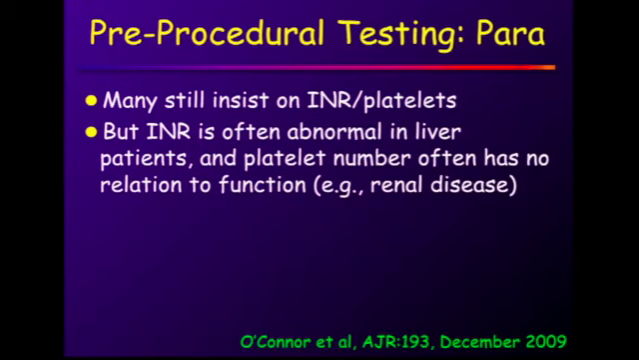But even for simple things like para, many patients insist on, or many providers still insist on INR and platelet assessment. But remember that the INR is often abnormal in liver patients, and platelet number often has no relationship to function. Think renal failure. You have 1 million platelets, none of them work, but you've got an awful lot of them.